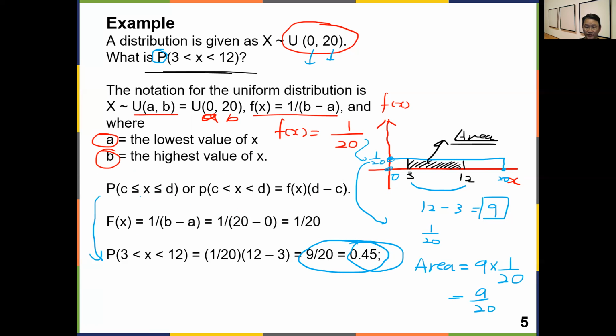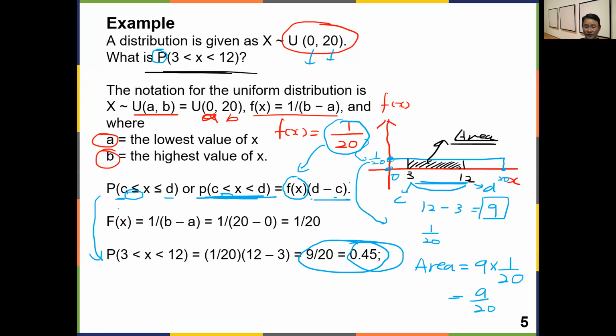Now, they are trying to put this in a formula form like that, saying that this value is between C and D, with the equal sign or without the equal sign. In our last lecture, we talked about this, that these are the same thing. So figuring out this probability between C and D, this is our C, this is our D, is the same thing as f of x, which is the height, times D minus C, which is the base. So height times the base, that's what they're saying.